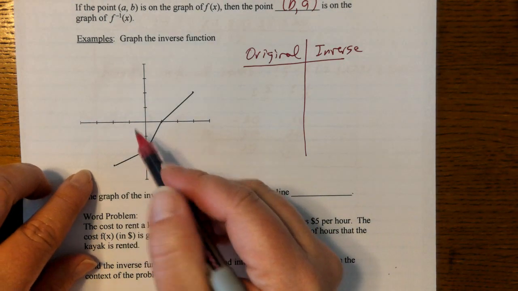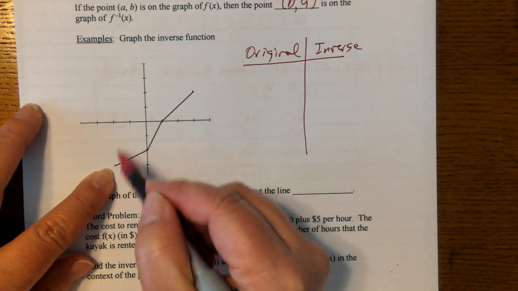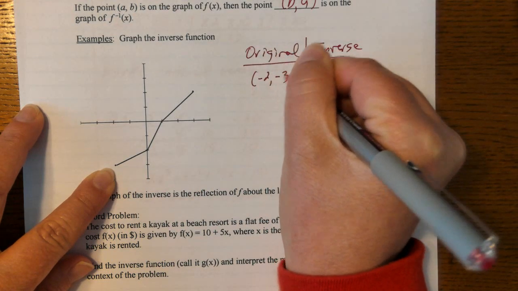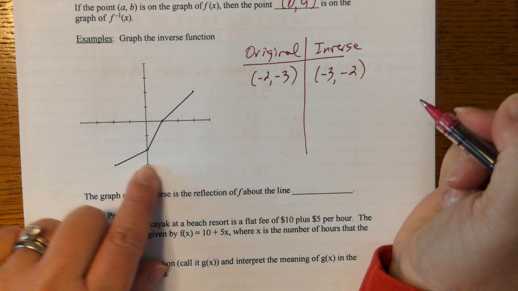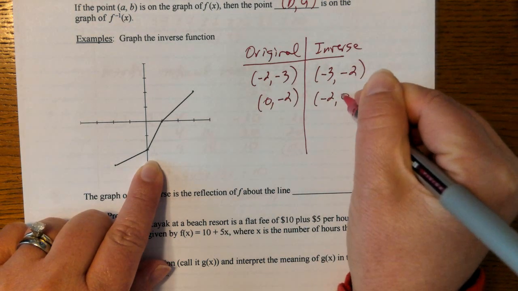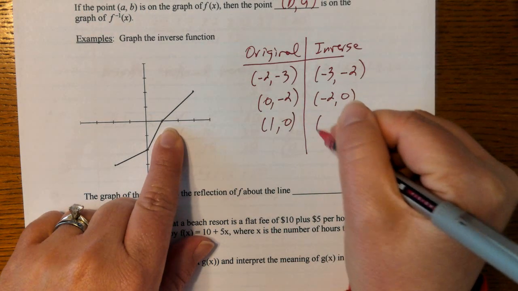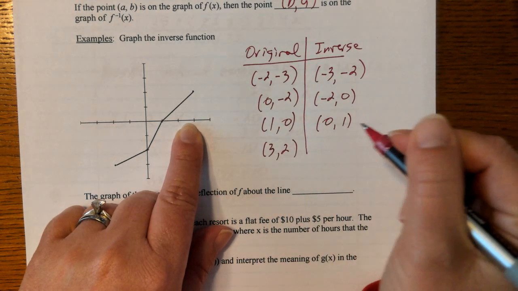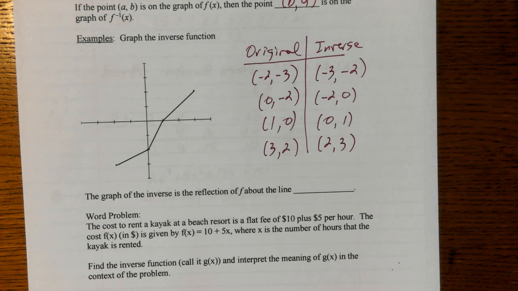So let's jot down these points here. And I'm just going to go through in an organized fashion here, kind of a left to right pattern. So this point right here is at -2, -3. That means its inverse point will be at -3, -2. The next point here is at 0, -2. So its inverse point will be at -2, 0. This point here is at 1, 0. Its inverse point will be at 0, 1. This point at 3, 2 will have its inverse point at 2, 3. So I know the original points, and I know where their inverse points will be located.